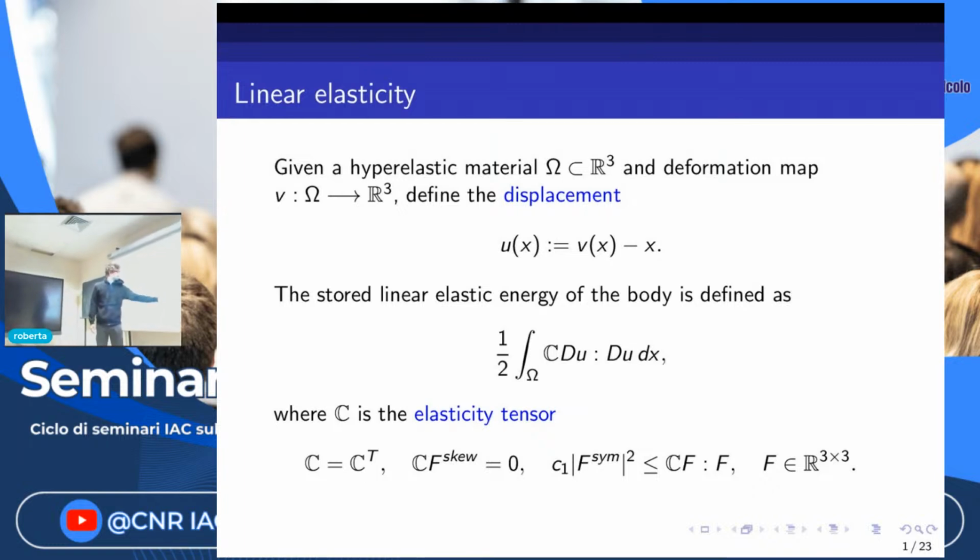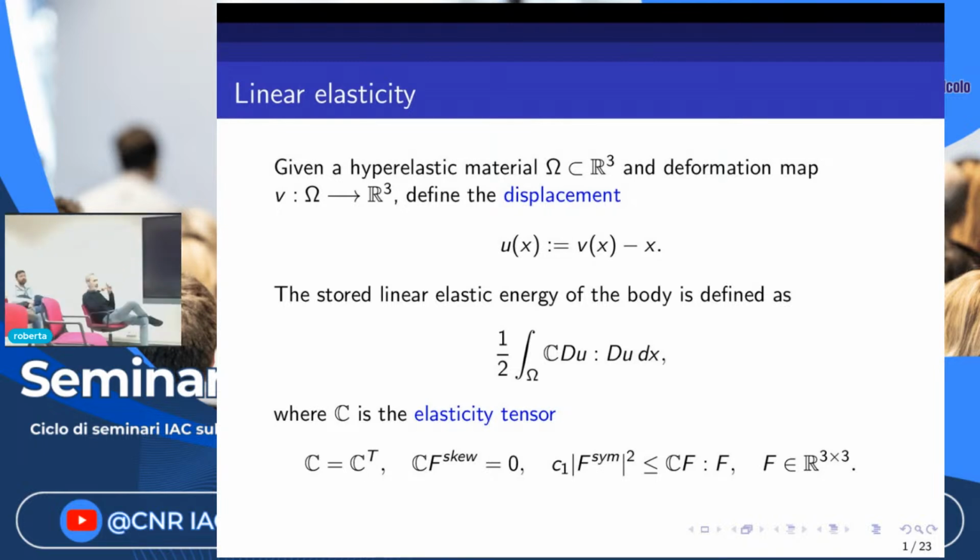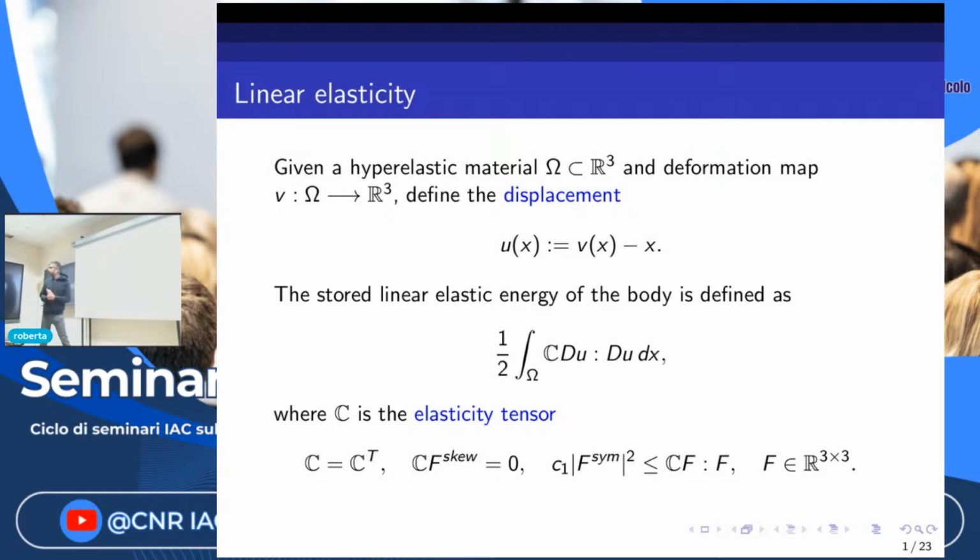And the colon here just means the usual inner product of matrices, so the entry by entry product. And D is the derivative of u.